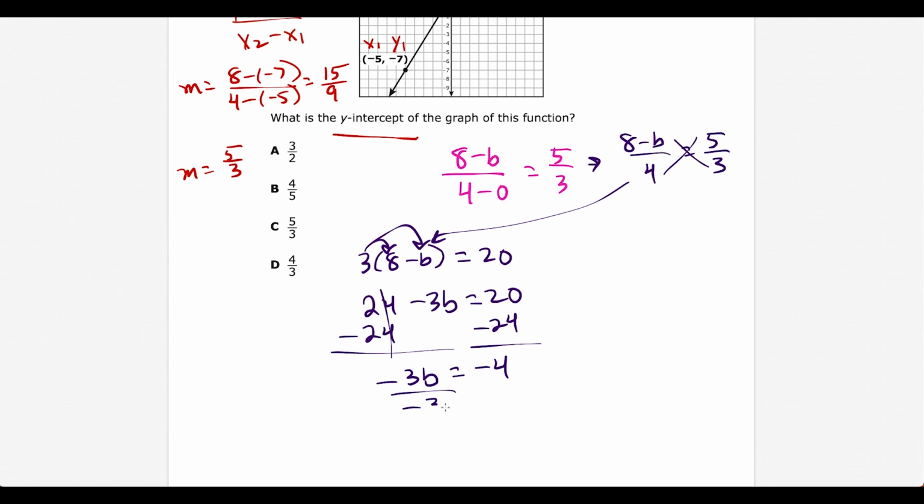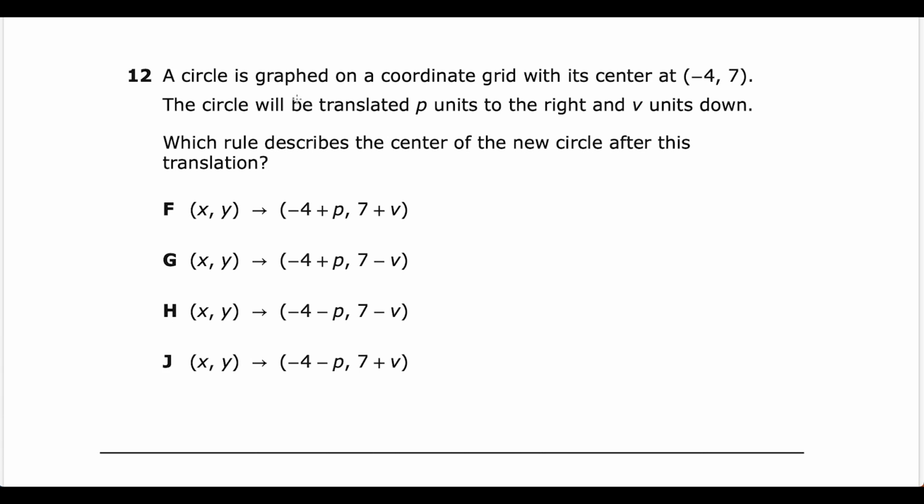And now just divide both sides by -3. And this is going to tell us here that b equals, a negative divided by a negative is positive, so we just say the y-intercept is 4/3. So definitely choice D. Question 12, we have a circle.